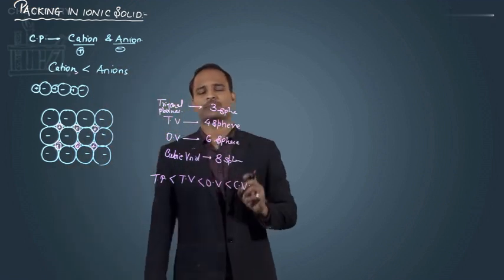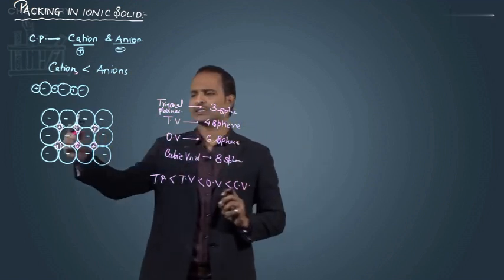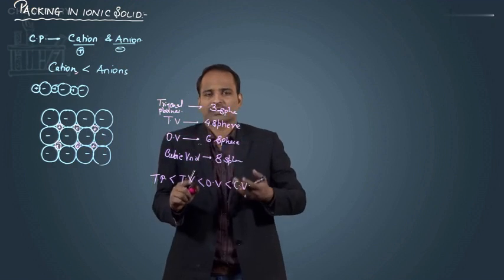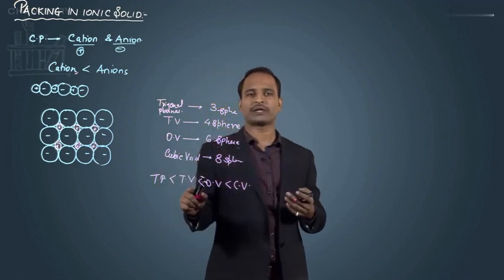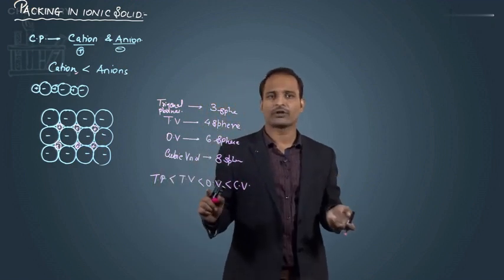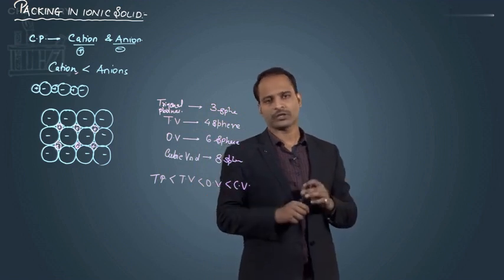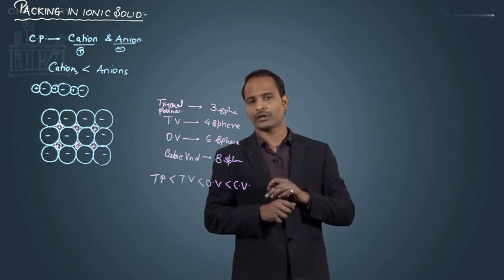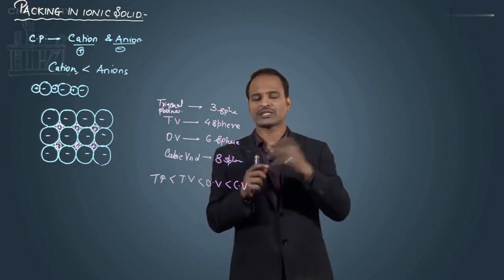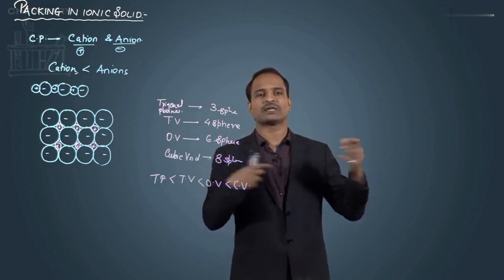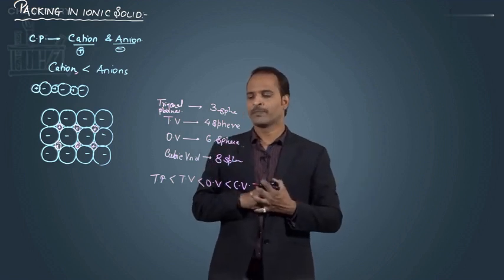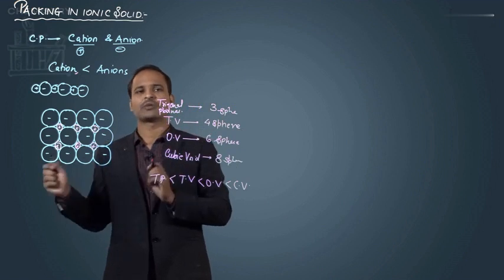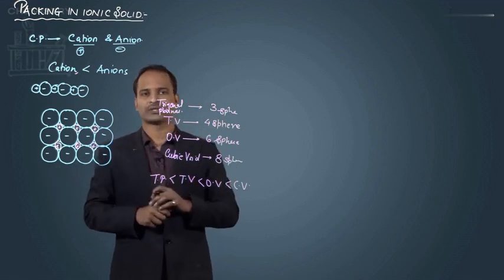So if the cation is very small in size, it will occupy a trigonal planar void. If it is slightly bigger, it will occupy a tetrahedral void. Still bigger will occupy an octahedral void. Still bigger will occupy a cubic void. And if it is still bigger, it will still occupy the cubic void only, but all the particles surrounding the cubic void will move slightly away from each other. So this is about the packing. Which cation will occupy which void depends upon its size.